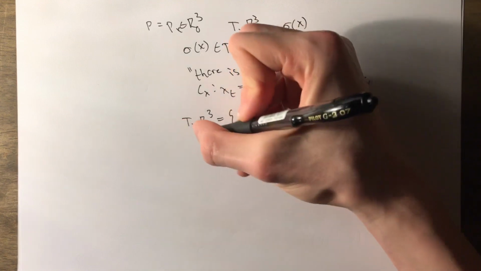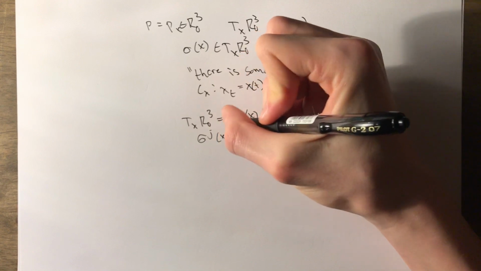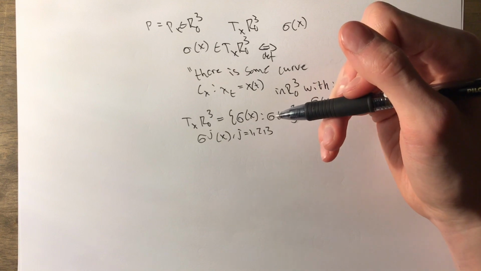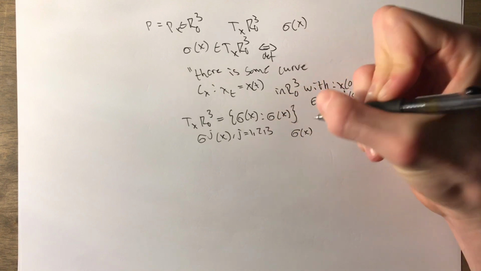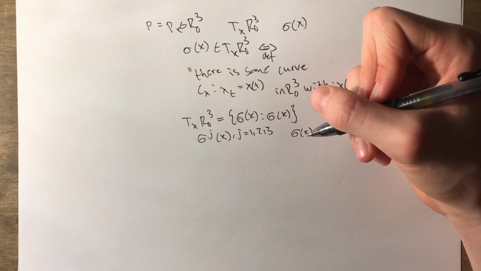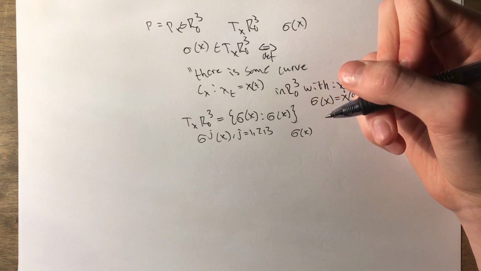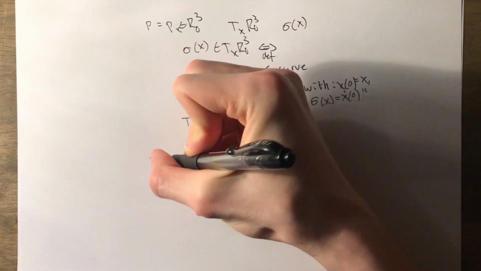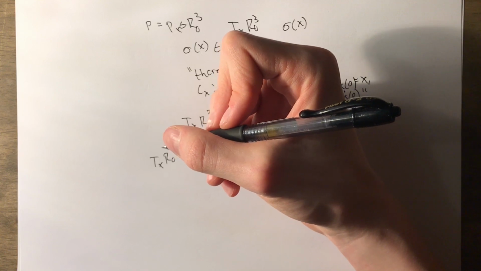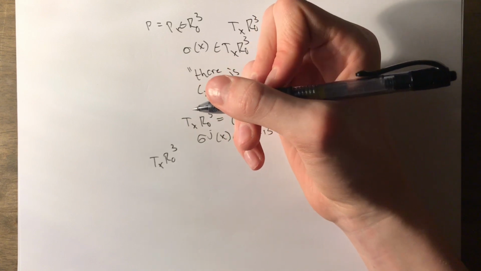We symbolize by sigma j of x, where j is equal to 1, 2, or 3, the Cartesian coordinates of the vector sigma x, that is tangent at the point x to a curve of R^3 passing by x. And we may make a proposition, namely that the set T_x R^3 is a vector space isomorphic to the three-dimensional Euclidean space. It is called the tangent space of R^3 at the point x of the space.